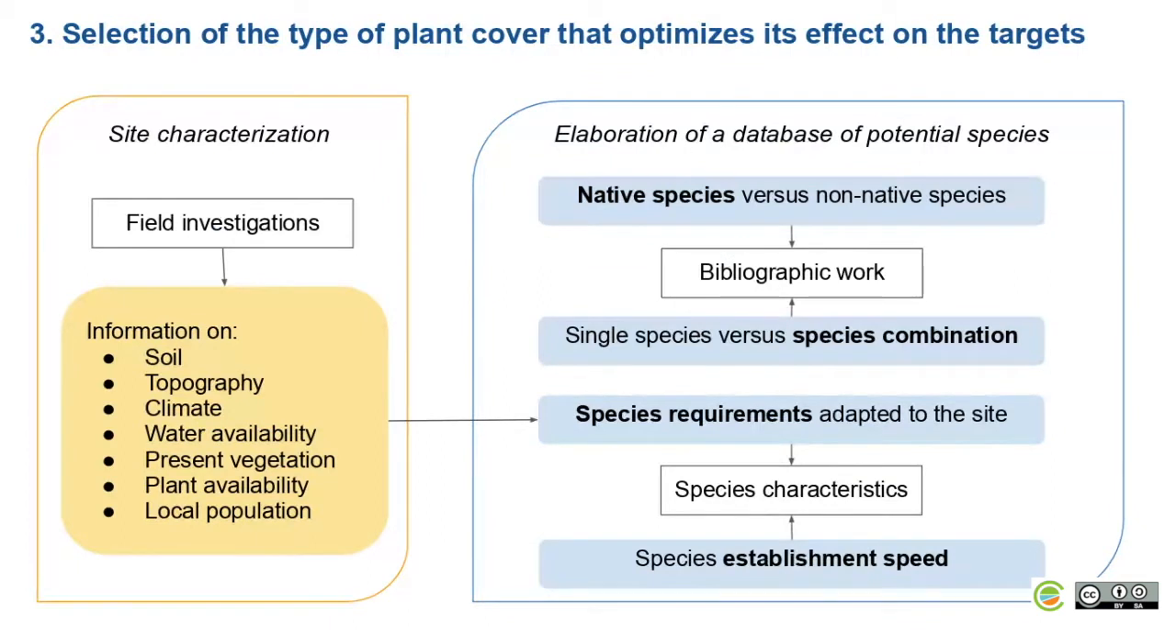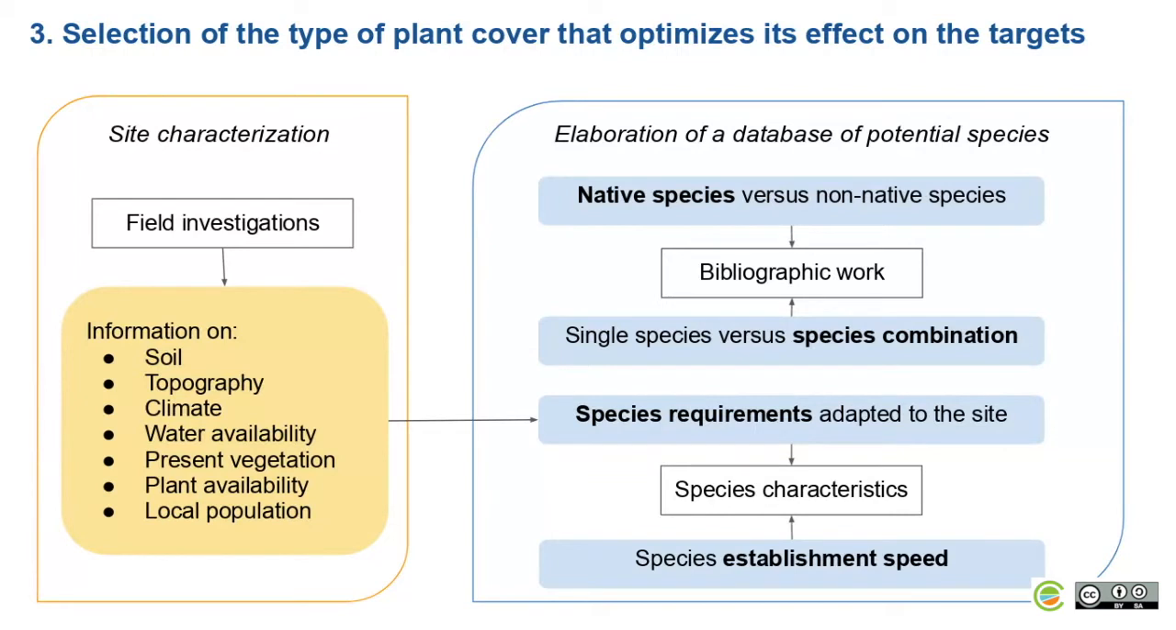So the first one is whether we have to use native species or non-native species, because native species could avoid the introduction of invasive species, for example. But we can wonder if some native species might not be more efficient in terms of erosion control. Another question would be if we use single species or a species combination. So in the rainfall project, we saw that single species cover were often used. The species combinations might be better for biodiversity, also limit the spread of diseases. So these two first questions could be answered by bibliographic work.